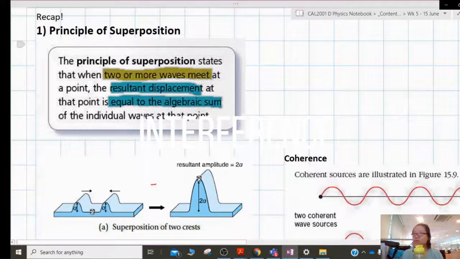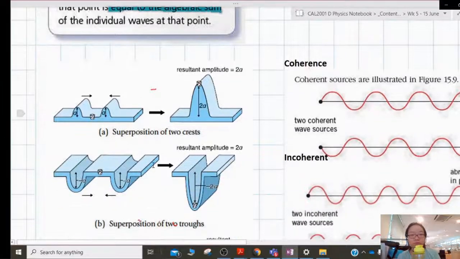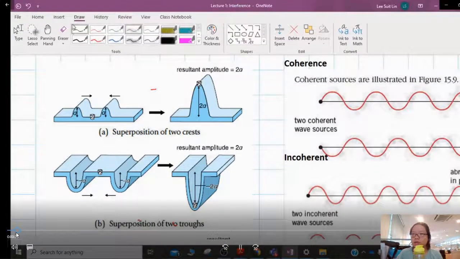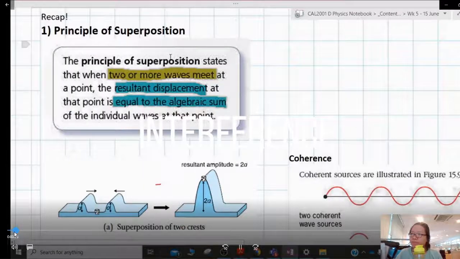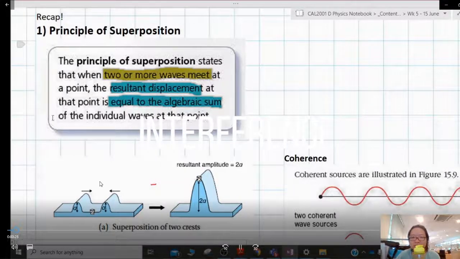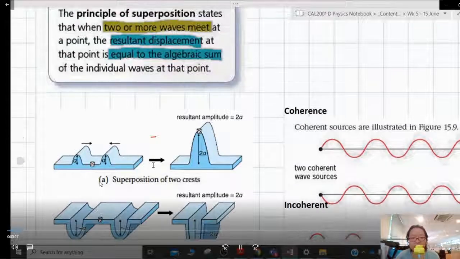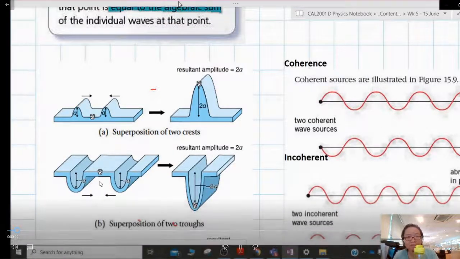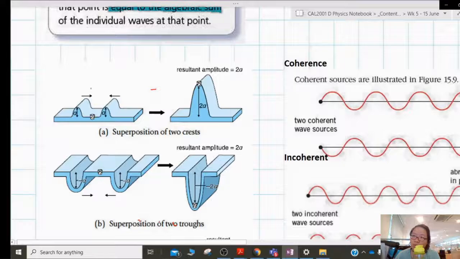Before we start, we need to go back to the principle of superposition. The principle of superposition says that when two or more waves meet at a point, the resultant displacement is equal to the algebraic sum of the individual displacements. Here is another example to recap. Let's say you have a cork in between two meeting water waves. First condition, they have to overlap.